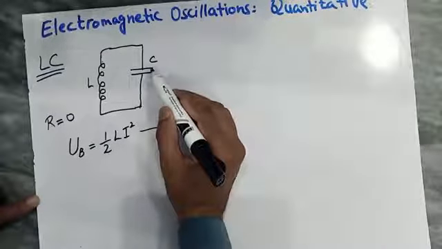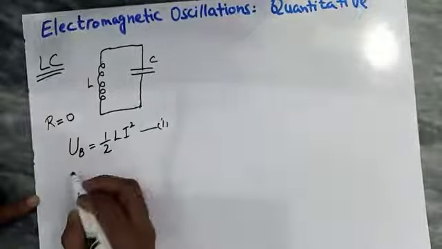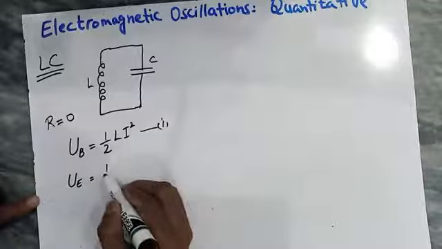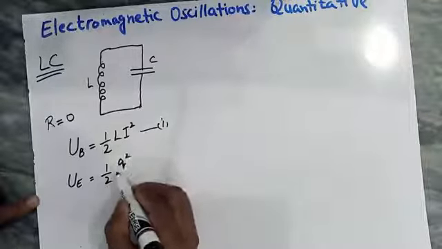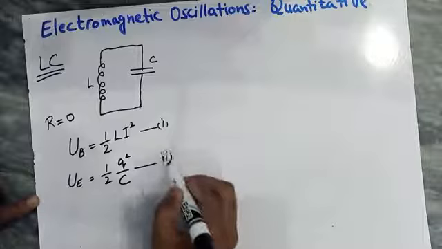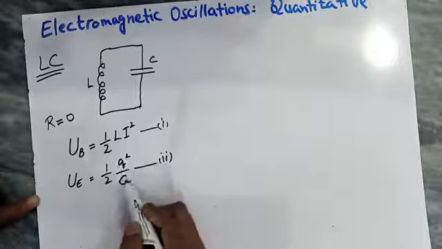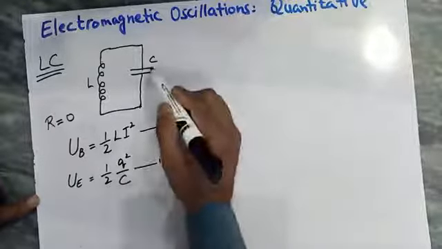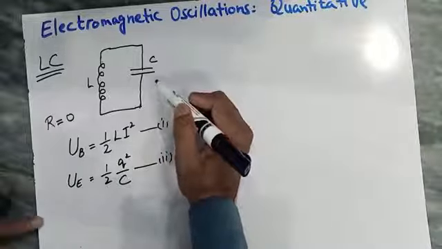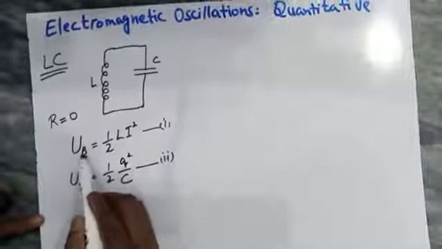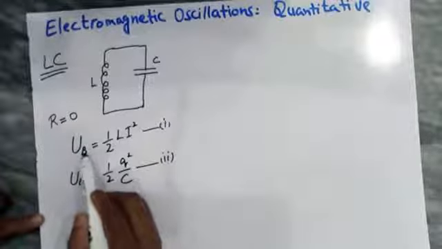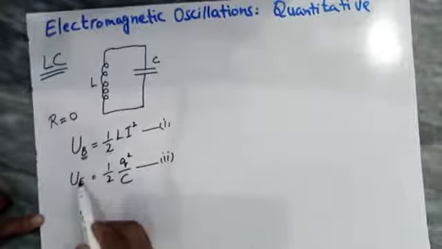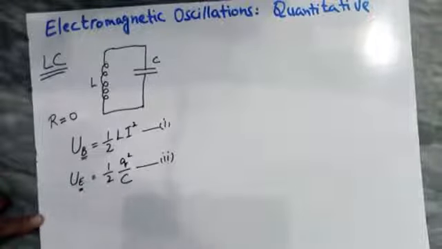For energy stored in a capacitor, the mathematical expression is: energy stored in capacitor is half Q square over C. Here C is capacitance of capacitor and Q is amount of charge stored on plates of capacitor. This term indicates that energy is stored in magnetic field, and here E indicates that in capacitor energy is stored in electric field.